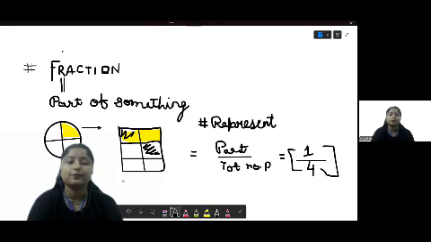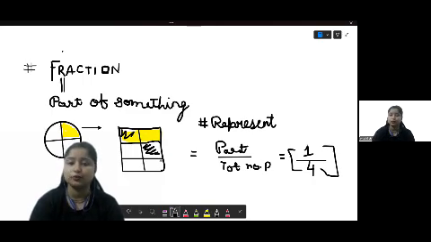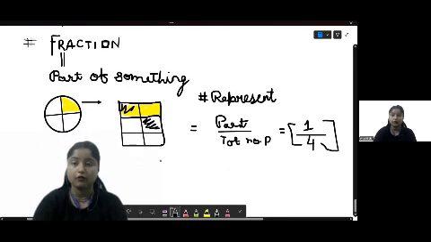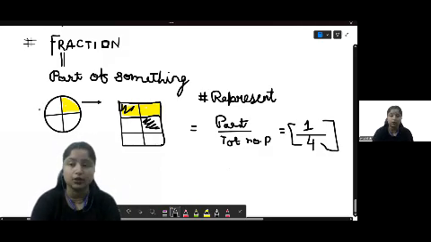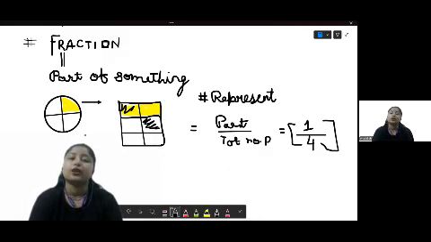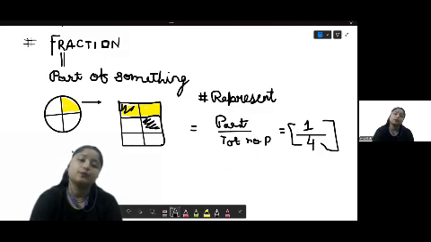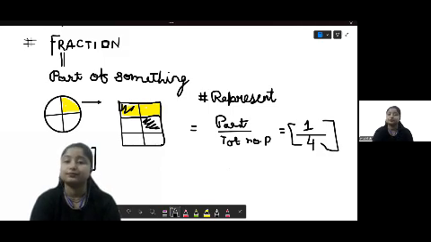How are we going to do that? The total number of parts is going to be at the bottom, and the number of portions that we are talking about is going to be on the top, right? So the total number of parts is 6 in this case, and the parts that we are talking about is 2. So the fraction of this chocolate bar is 2 over 6. This is how you represent the fraction.